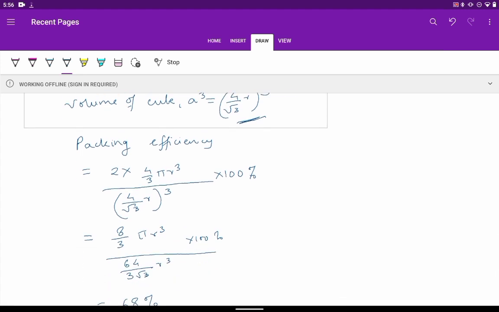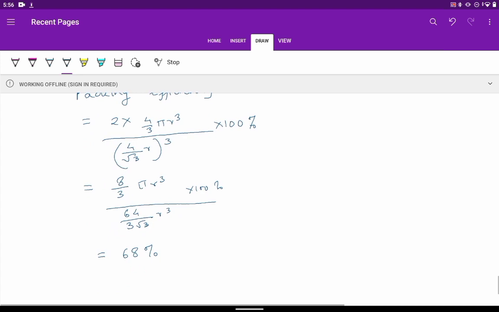When we solve this, 2 into 4 by 3 becomes 8 by 3 pi r cube, divided by 4 by root 3 R whole cube: 4 into 4 into 4, 64, and root 3 into root 3 into root 3, 3 root 3, R cube. R cube will get cancelled. On solving this, we get 68%. So we have seen the packing efficiency in this case also.